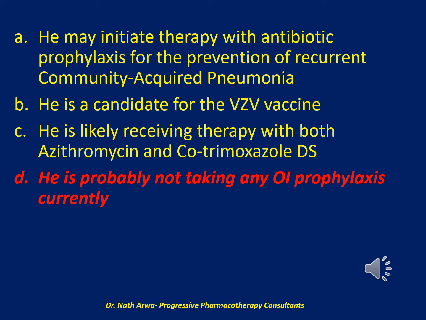Varicella vaccine may be considered in VZV non-immune patients with a CD4+ cell count greater than 200 cells per millimeter cubed, but it is not indicated in this patient because of his previous VZV infection. That makes answer B incorrect. Prophylaxis against community-acquired pneumonia with antibiotic therapy is not advised, which makes answer A incorrect. Please advance to the next question.